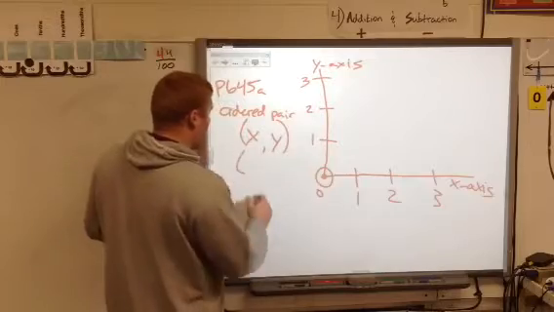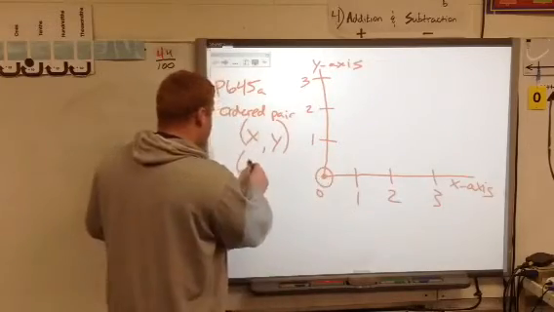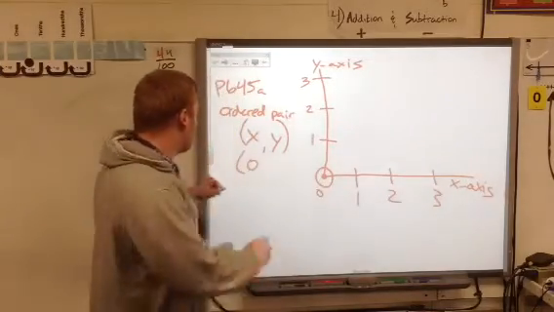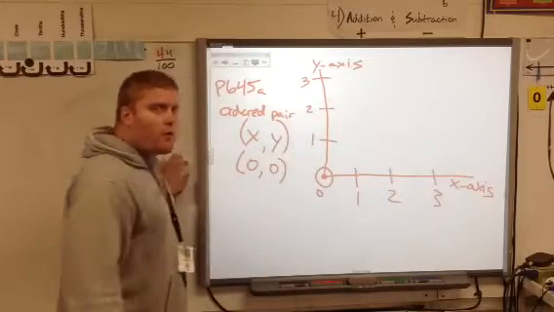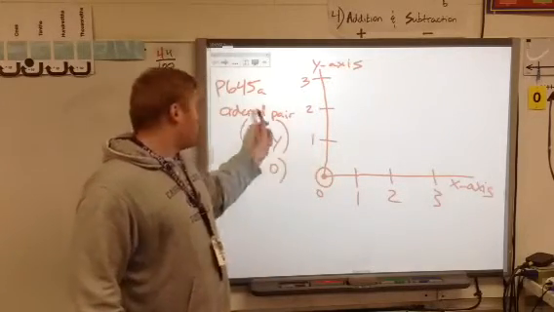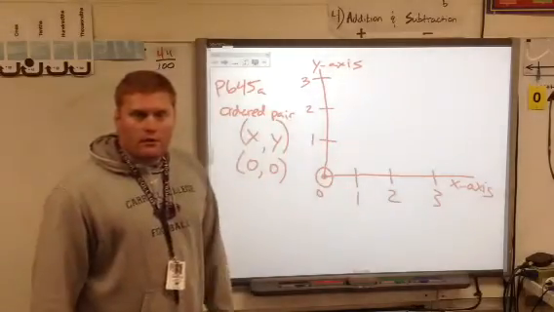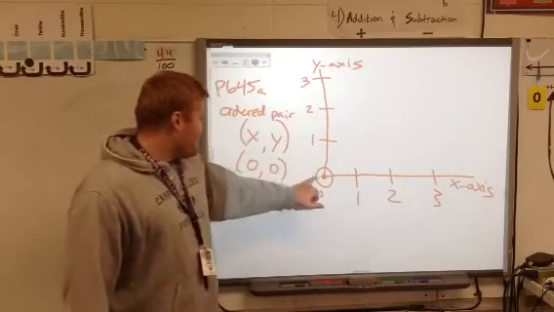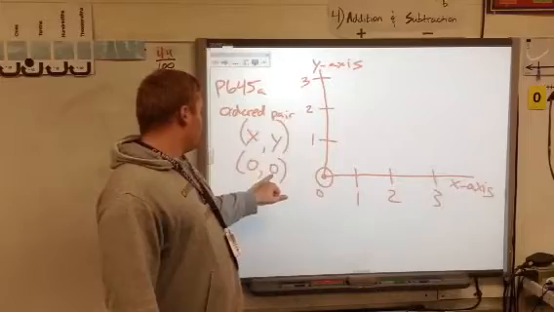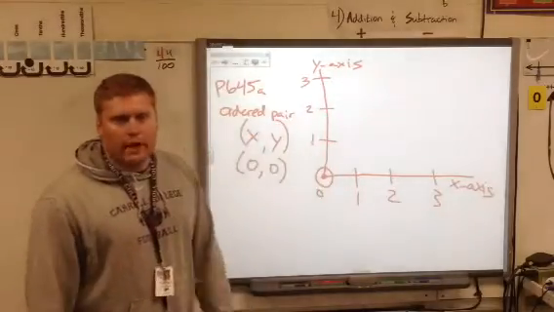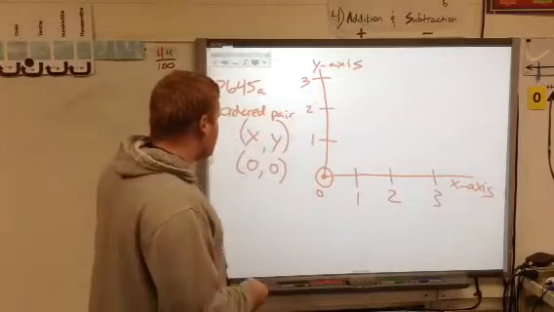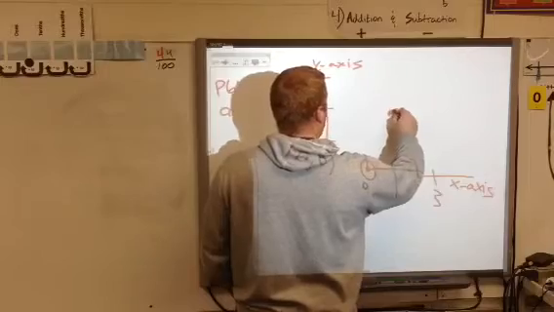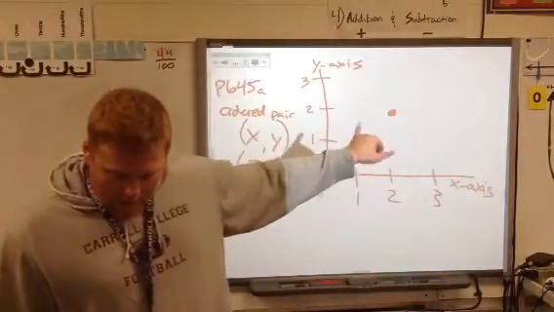So the ordered pair for the origin would be 0 on the x-axis, because x always comes first, and 0 on the y. So our origin's ordered pair is 0, 0. Because every ordered pair has an x-coordinate and a y-coordinate. So I took 0 from the x-axis, and I took 0 from the y-axis. Okay? Now I'm just going to lay out a random coordinate. Let's say I'm going to put it about right here. That's what we call a coordinate.